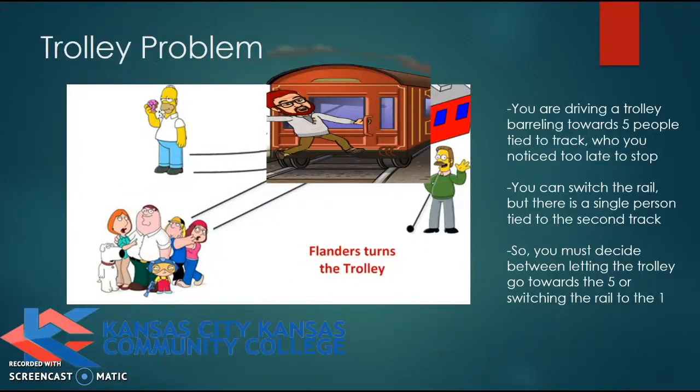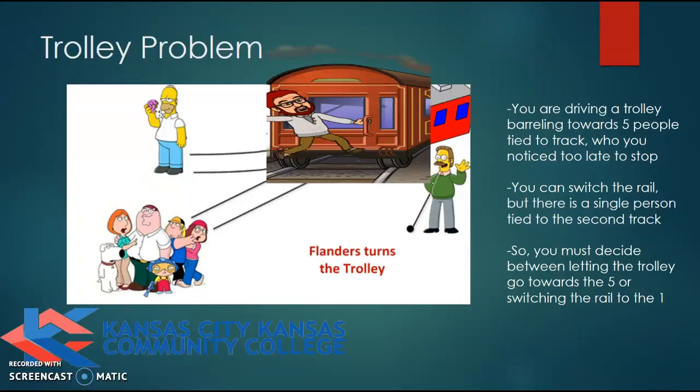So then we talked about the trolley problem. Essentially, you're driving a trolley, you're about to hit 5 people who are tied to a track. You notice too late, so you can't stop the train necessarily, but you could switch to another rail. But on this rail, there's a single person tied. So then you have the dilemma. Do you allow the trolley to go on and hit the 5? Or do you switch the rail and hit the 1?